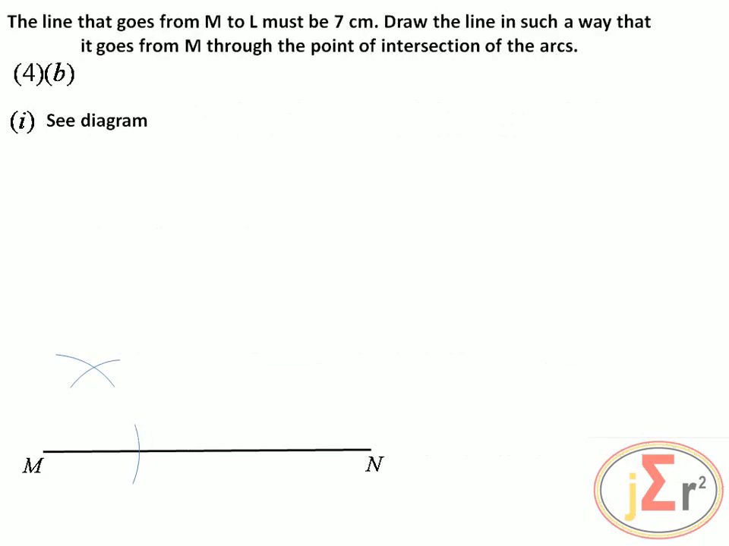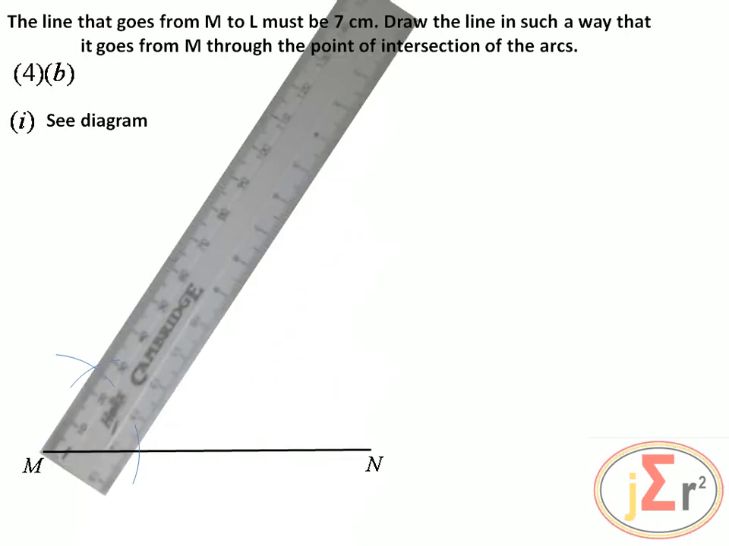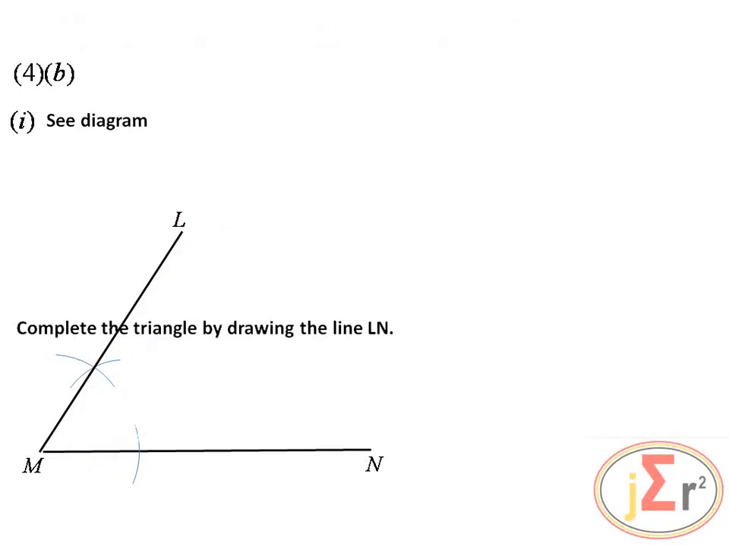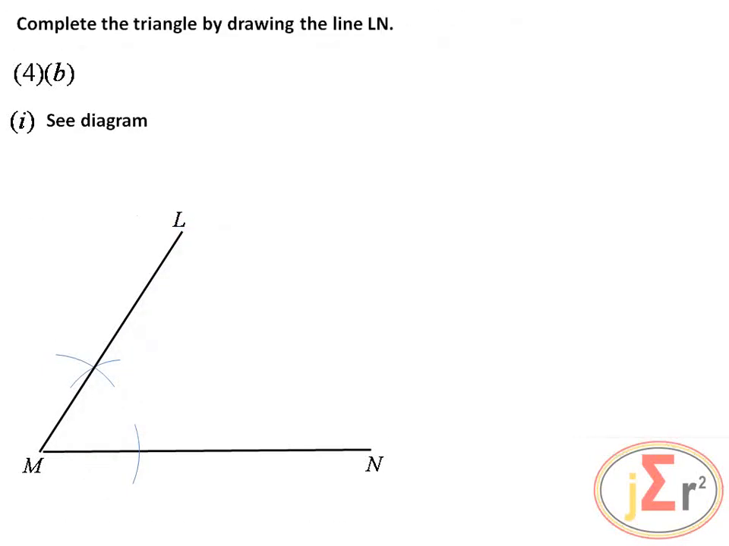The line that goes from M to L must be 7 centimeters. Draw the line in such a way that it goes from M through the point of intersection of the arcs, like so. 7 centimeters. Use your ruler, draw that line up to 7 centimeters. And if we are constructing a triangle, what do you know? That we need to complete it by drawing another line. Complete the triangle by drawing the line LN.